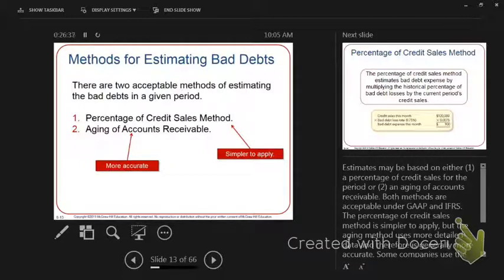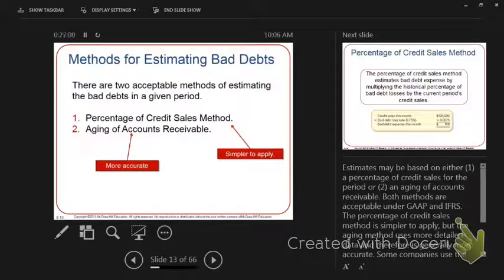So we got percentage of sales and we got aging of accounts receivable. All right, two different ways to come up with that bad debt. So the things that you've learned so far have to deal with the journal entries. Now we got to come up with how did we find out what that journal entry amount is.